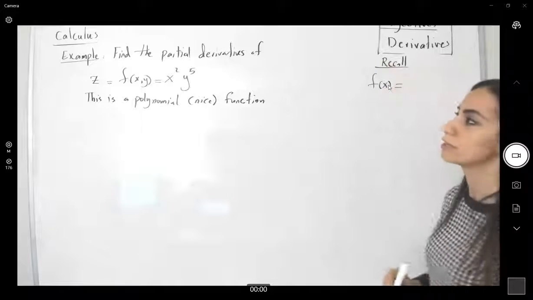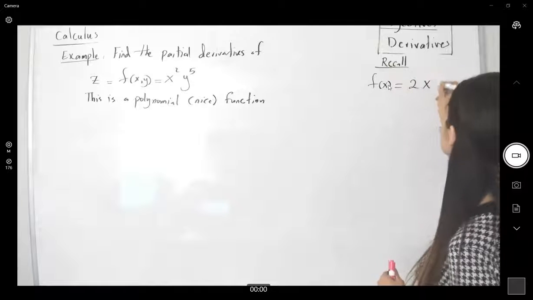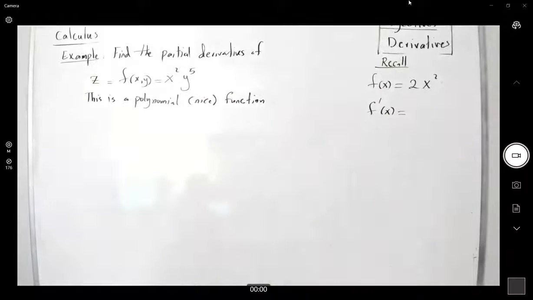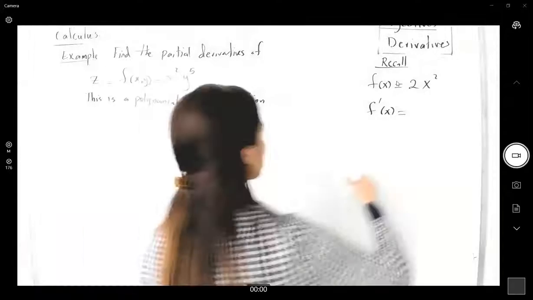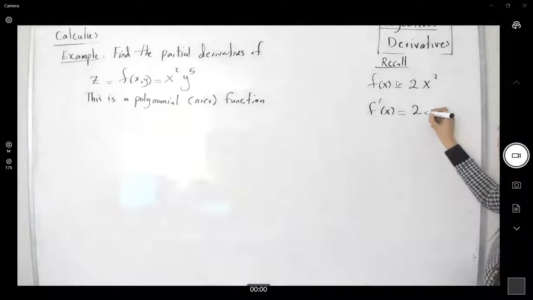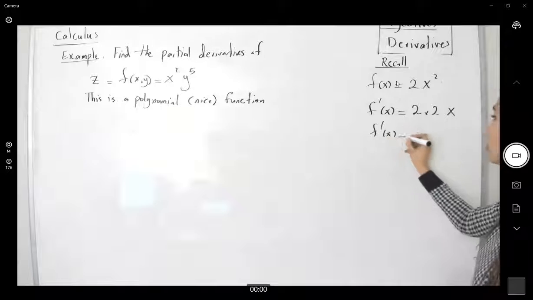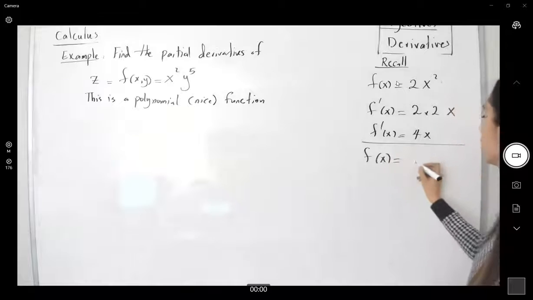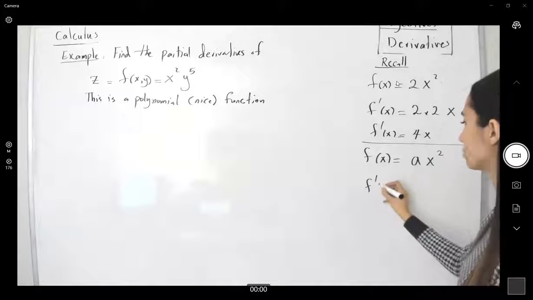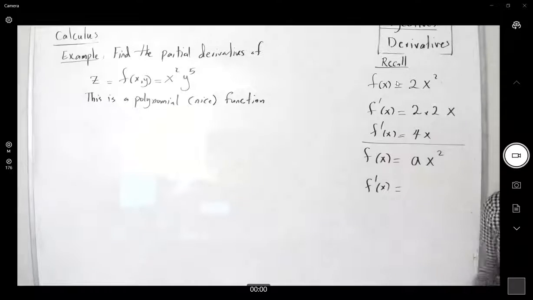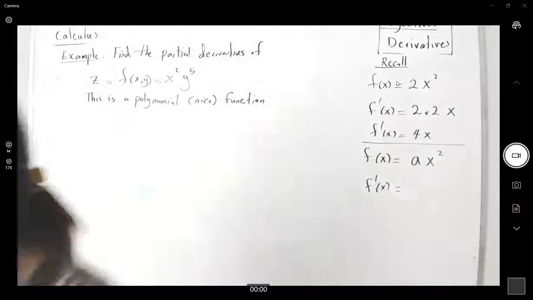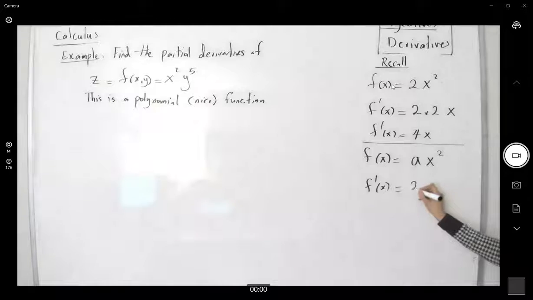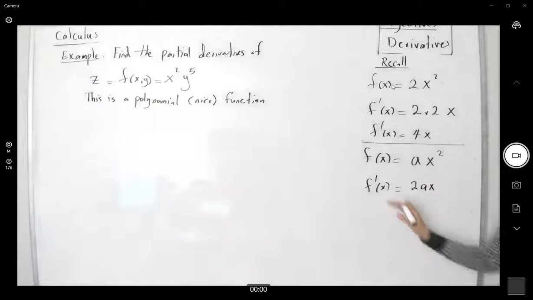Suppose f of x is given to you as 2x squared. What is the derivative of the function? You all know that, perfect. The derivative of this function is 2 times 2 times x, or as you all know, 4x. What if I give you this function? f of x is defined as ax squared. What is the derivative of the function? a is just a constant, it's just something there. So this is going to be 2ax.